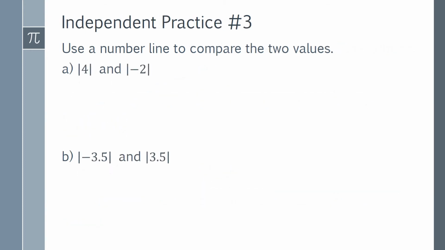Independent practice number 3. Use a number line to compare the two values. For part A, we have the absolute value of 4 and the absolute value of -2. For part B, we have the absolute value of -3.5 and the absolute value of 3.5. Now is a good time to pause this video and work on this problem if you have not done so already.